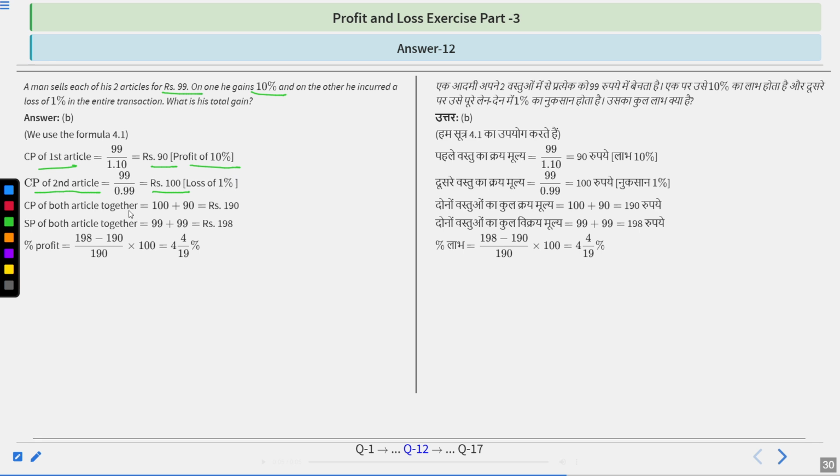So for both articles together, the cost price will be 190 and the selling price of both articles is 198. So we can clearly see that the man makes a profit of 8 rupees. So what is the percentage form? (198 minus 190) upon 190 multiplied by 100, which equals 4 and 4/19%. B is the correct answer. Next one.